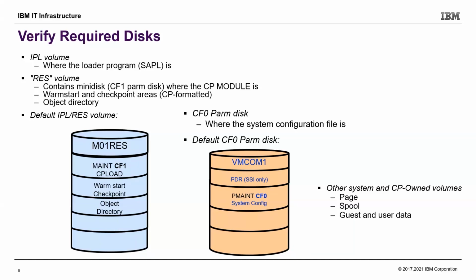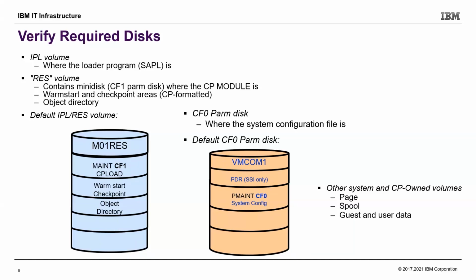And then you see the VMCOM1 volume contains the CF0 PARM disk, and this is where the system configuration file is. And anybody who's ever IPL'd or updated a VM system has probably changed the system configuration file. So you pretty much need to know where that is. So that sits on PMAINT's CF0 minidisk.